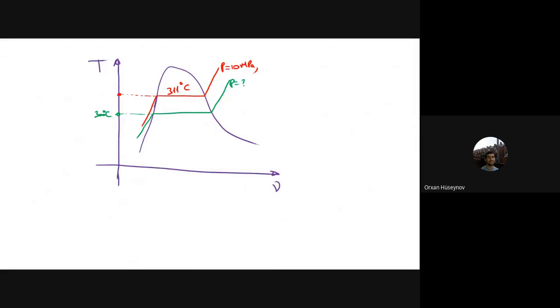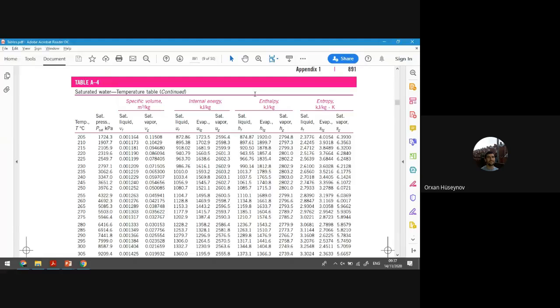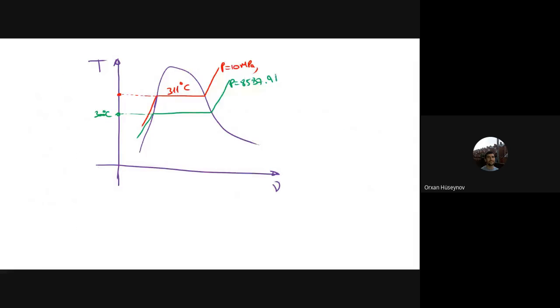The pressure here is 8.6 megapascals, or if you write it 8.5786 megapascals. I've just rounded it.